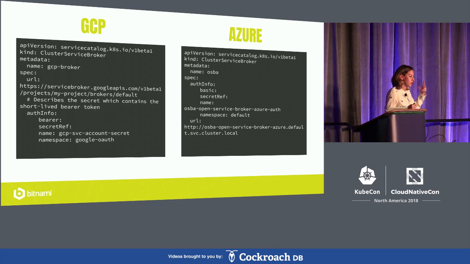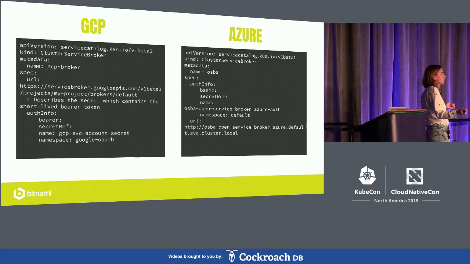You have your API version, your kind, some metadata. And then it's super simple. You just have an endpoint, a URL that talks to that service provider, and some auth. Obviously, you have to have your credentials somewhere, to your project in GCP, or your subscription in Azure. But you can see that these are very different implementations. If you notice, the GCP URL is pointing to Google itself, so the broker runs on your project in GCP. In the Azure case, you can see it's a service running on your cluster.